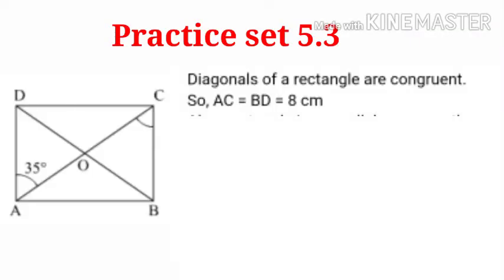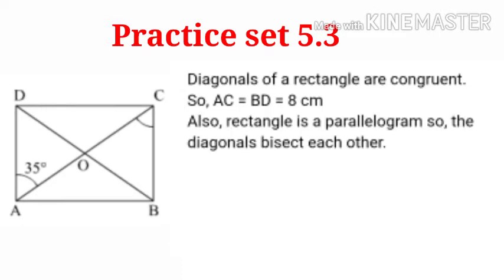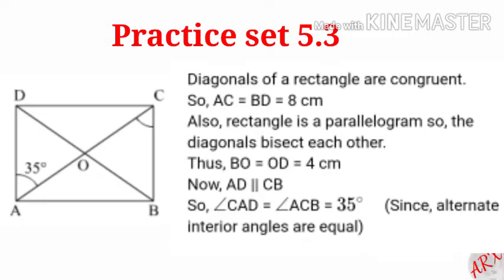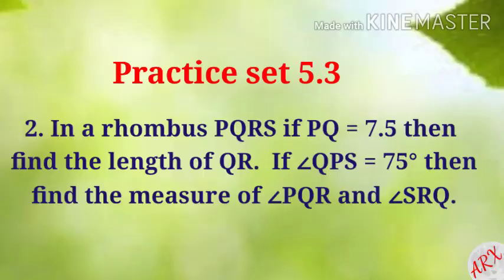Now as we know, diagonals of a rectangle are congruent. Therefore, AC equals BD equals 8 cm. Also, a rectangle is a parallelogram, so the diagonals bisect each other. Thus, BO equals OD equals 8 upon 2, that is 4 cm. Now AD is parallel to CB, therefore angle CAD equals angle ACB equals 35 degrees, as alternate interior angles are equal.